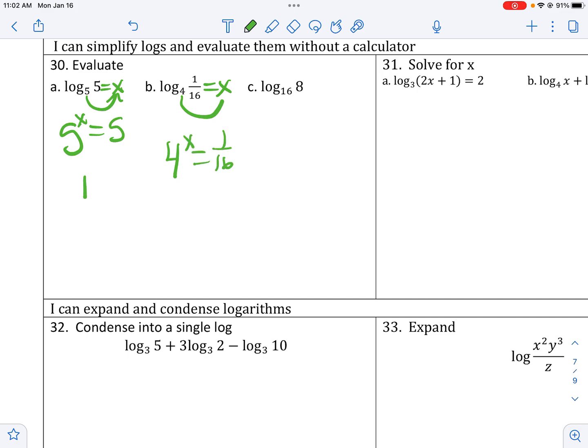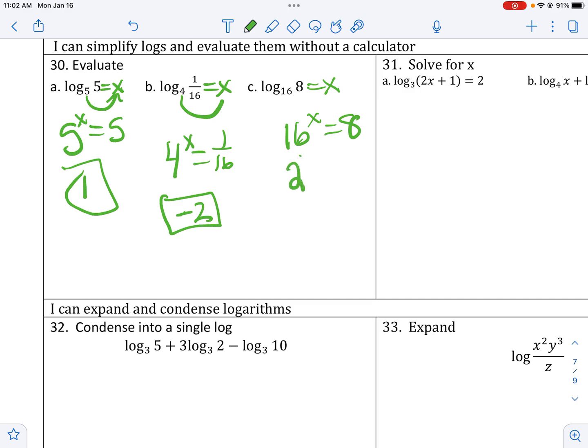Well, again, 4 squared is 16, but it's flipped to the bottom, so it would be negative 2 equals x. Next, this is 16 to the x equals 8. Well, we have to make a common base. So this is 2 to the 4th power to the x, equals 2 to the 3rd power. Now our exponents are equal. So 4x equals 3, so x equals 3/4.